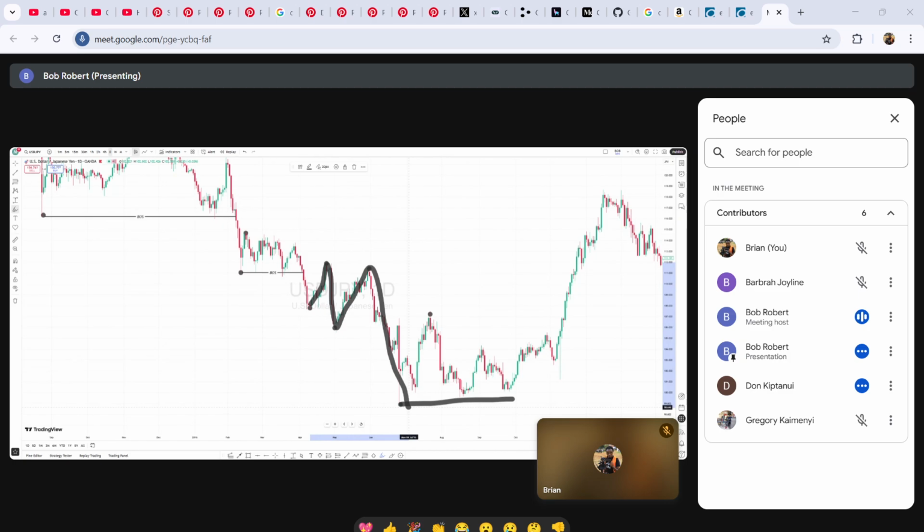Okay. Then from here we got a change of character. This one here failing to give us a break of structure is just a signal to tell you that this market might change direction. And that is exactly what happened in our case. So where do you label the change of character? Remember, we are dealing with a higher time frame. That's why it takes some time before we get this change of character at this point here.